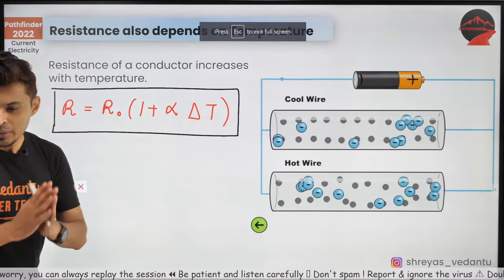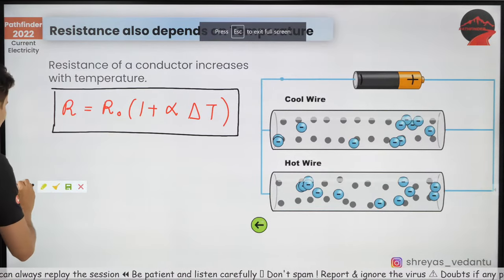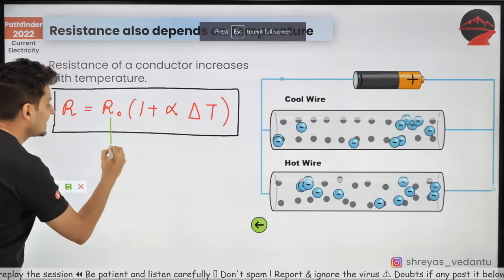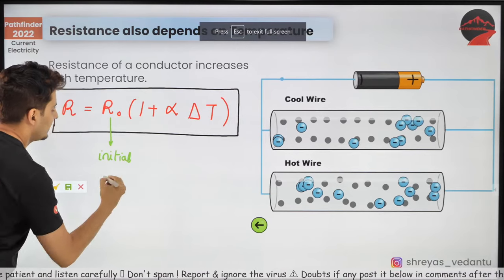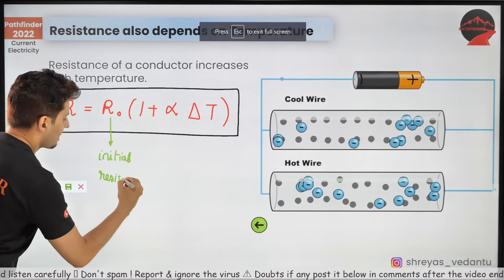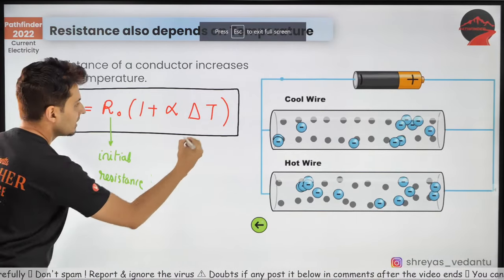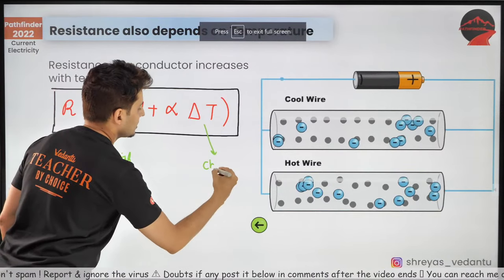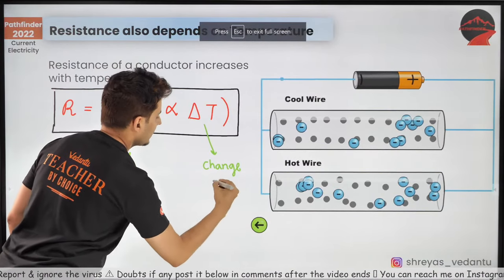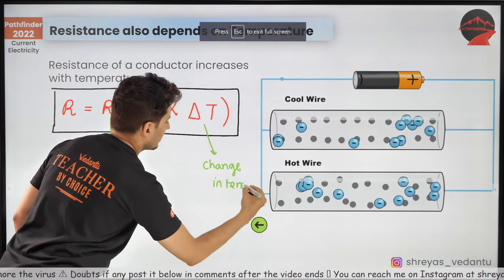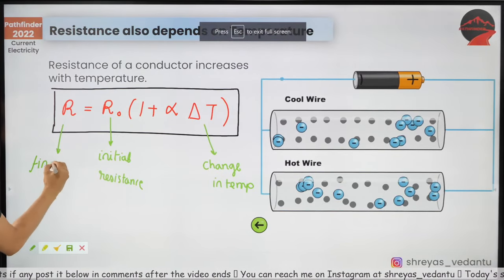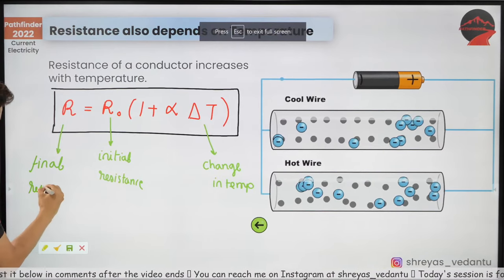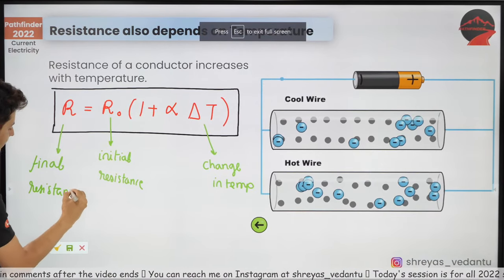Yes, thermal coefficient of expansion. This is your initial resistance. Delta T is your change in temperature. This is your final resistance.